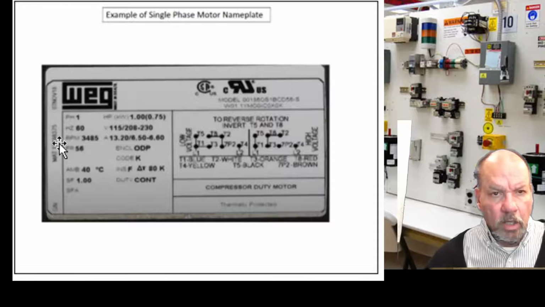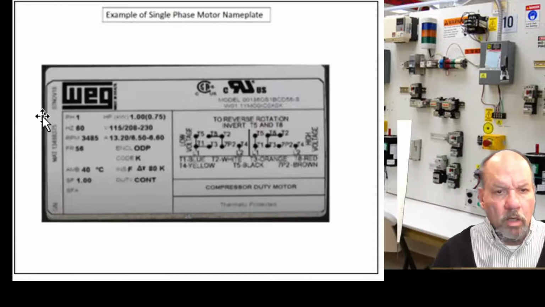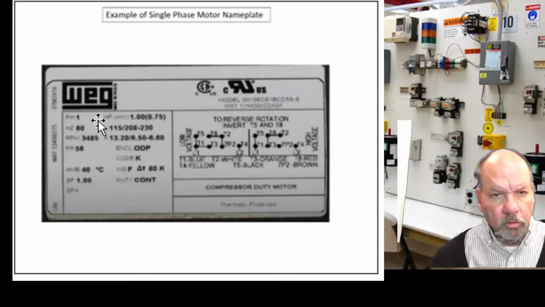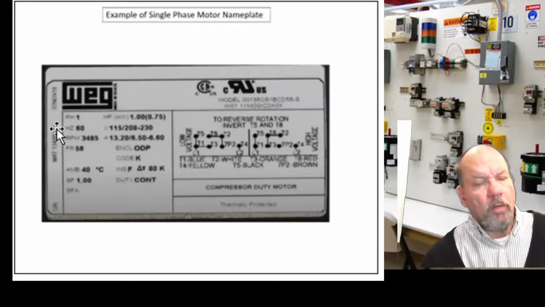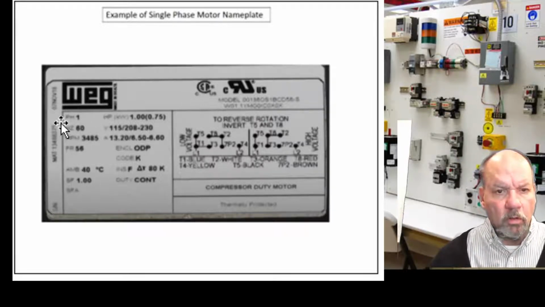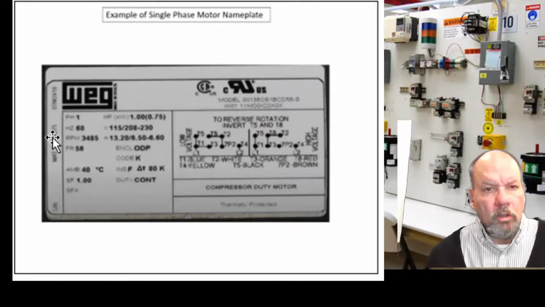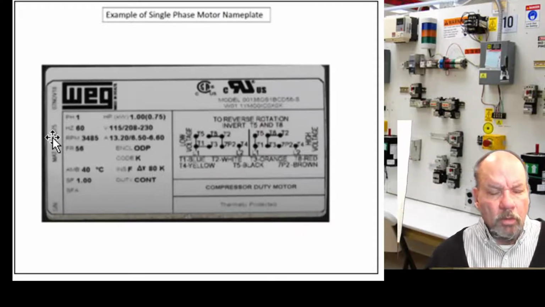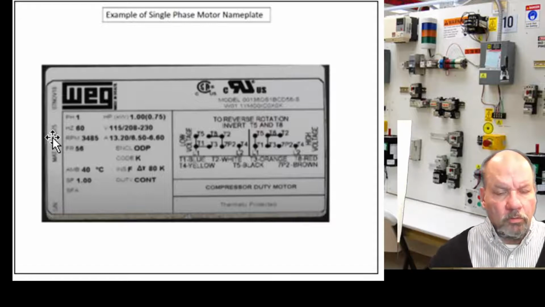All right, looking at the left-hand side of this tag, the first thing we come across is the phase of the motor. This says it's a one-phase motor or a single-phase motor. So it's either going to be single-phase or three-phase. Next item is the operating frequency that the motor was designed for, in this case 60 hertz. Number three would be the operating RPM of the motor. In this case it's 3485.